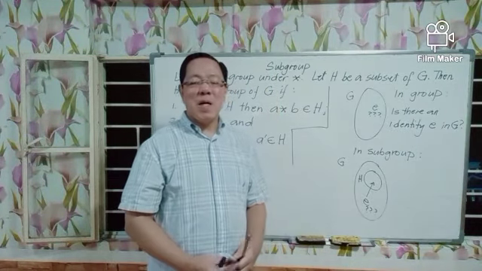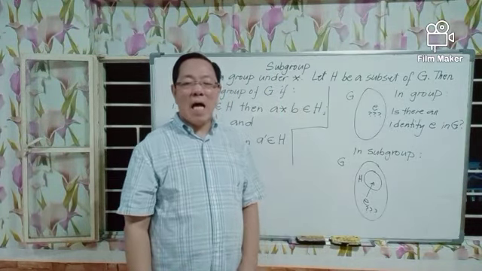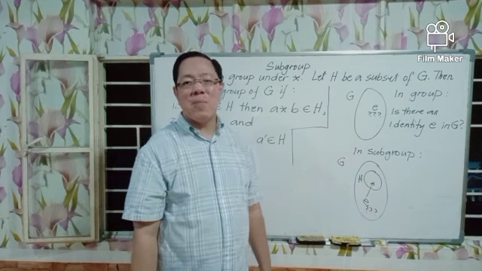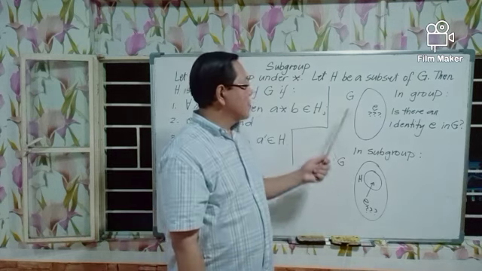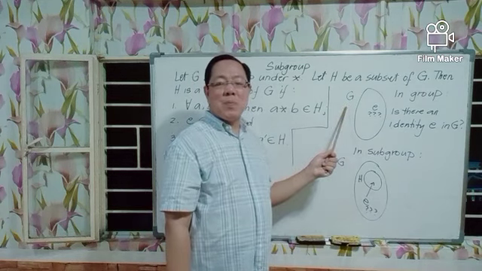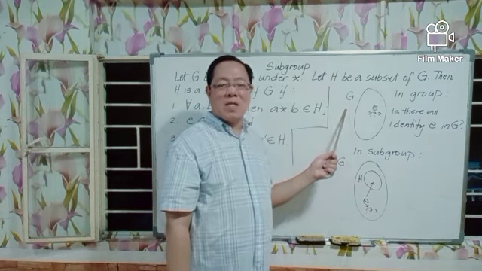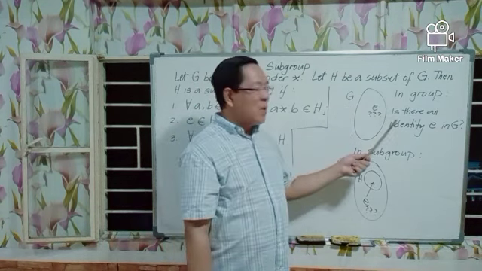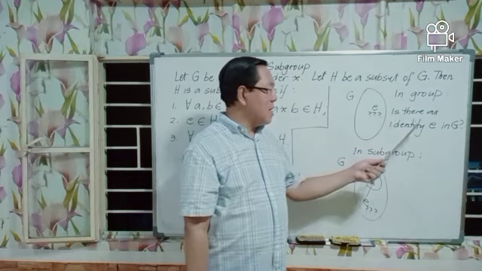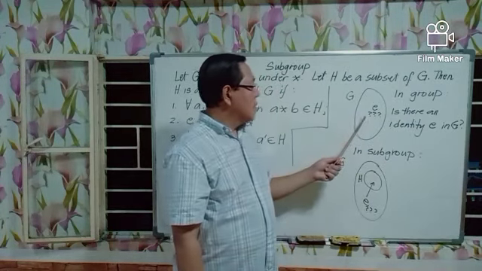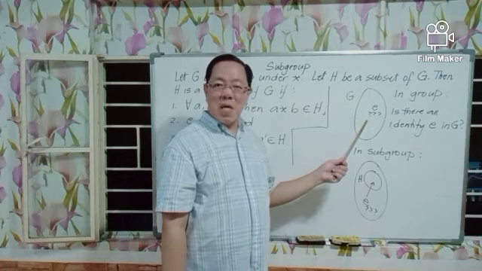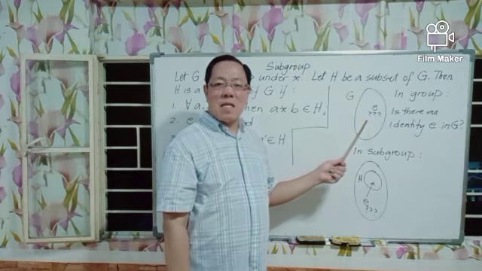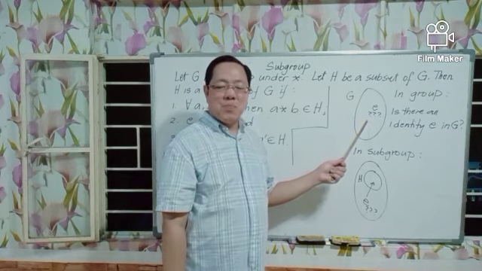In a group, we are given a non-empty set G defined under the binary operation star. And if G is a group, by the second property, the existence of identity element, the question we ask is: is there an identity E in G? We want to make sure that an identity element exists and it is in G.